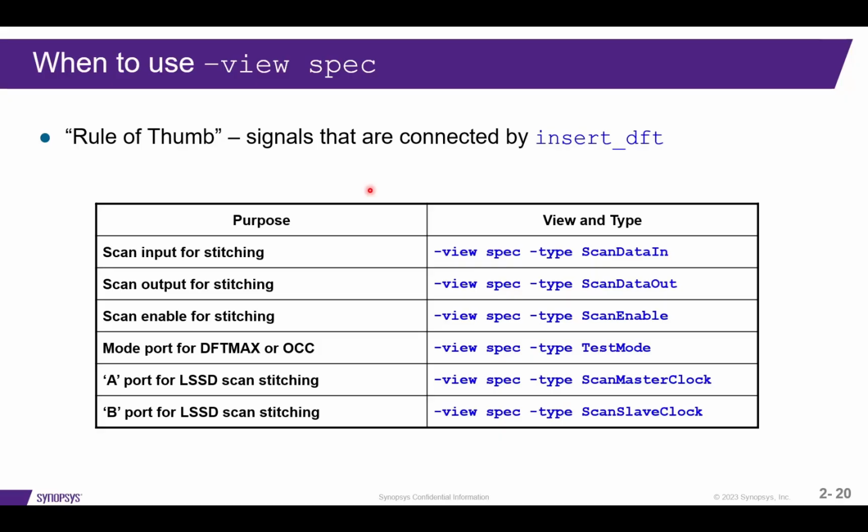As for view spec, the rule of thumb is that signals that need to be connected by the insert DFT command should be defined using the -view spec option. So signals such as scan input, scan output, and scan enable should be defined using -view spec. If I have a test mode signal for DFT MAX compression or on-chip clocking controllers, you will also use -view spec -type test mode to define a port that needs to be connected as a mode selection by the insert DFT command. In addition, for LSSD scan styles, the A clock and B clock ports to be stitched should also have a -view spec option.